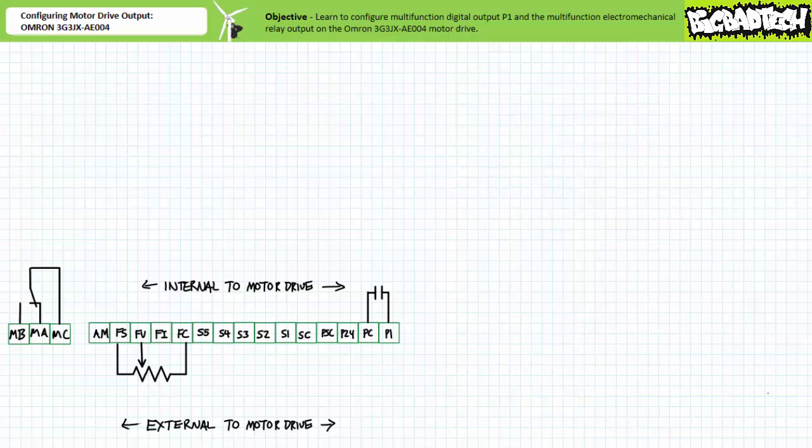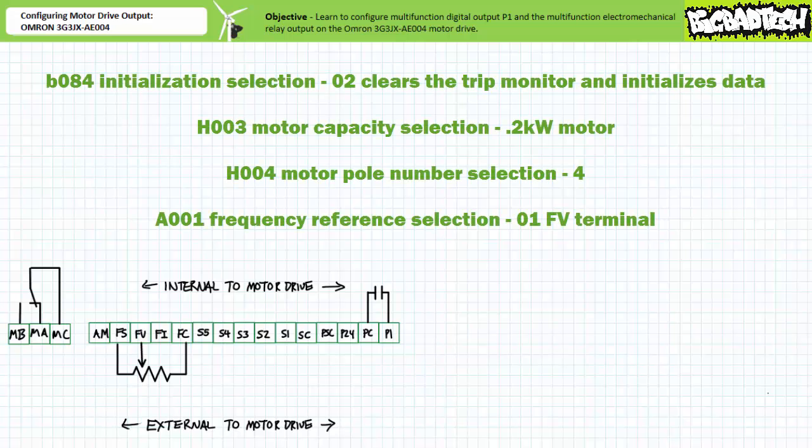Before making use of the Omron 3G3JX-AE004 motor drive, we'll initialize the drive to a default state and clear any errors using the initialization and protection parameter B084. Then we'll program it to recognize a 200-watt motor with a nominal rotational speed of 1800 RPM using the motor settings parameters H003 and H004. Finally, we'll program the drive to recognize an external speed potentiometer input using extended function parameter A001.